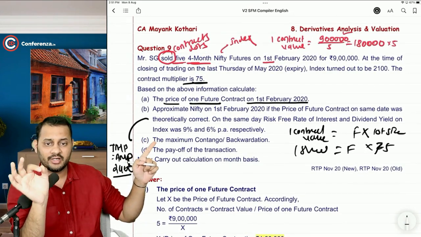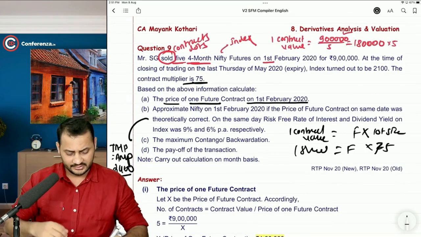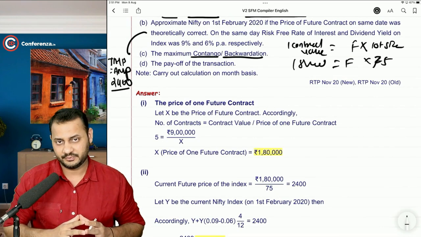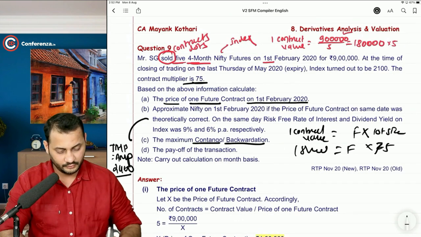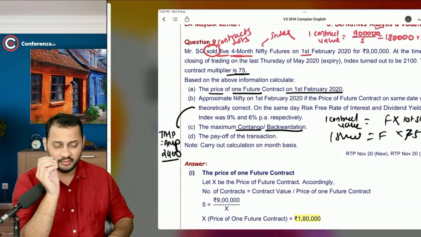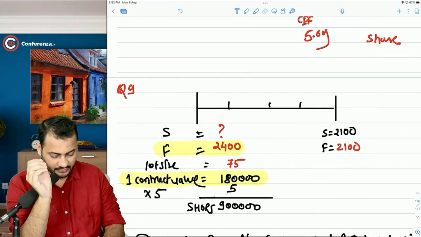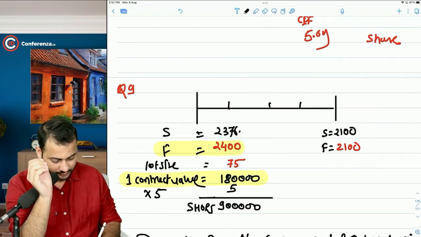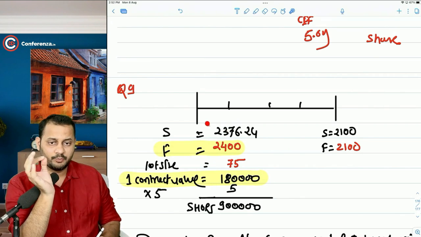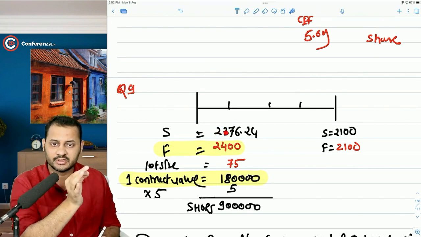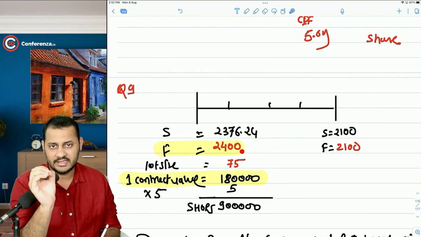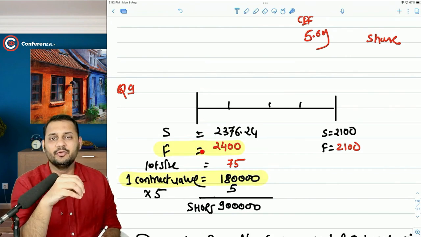The maximum contango and backwardation. It is a technical word, and you need to understand what is contango and what is backwardation. And this is very simple. Have a look. See, contango and backwardation refers to the spot and the futures price. Let's first write down the spot price that we have calculated, that is 2376.24. Now look at the spot price of the Nifty today, which is 2376.24, and the futures price, which is 2,400. You can clearly see that the spot price is lesser than the futures price.